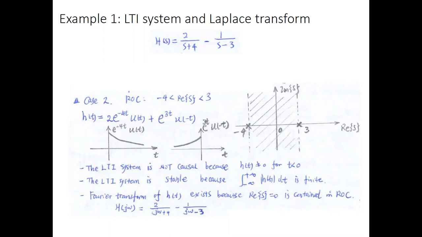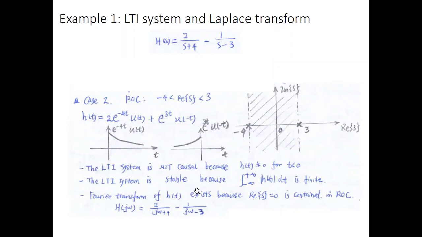Now let's discuss the causality and stability of the LTI system for case two. It is still not causal because of the existence of the second term. When t is less than zero, h of t is non-zero. So from chapter two, we know that the system is not causal.